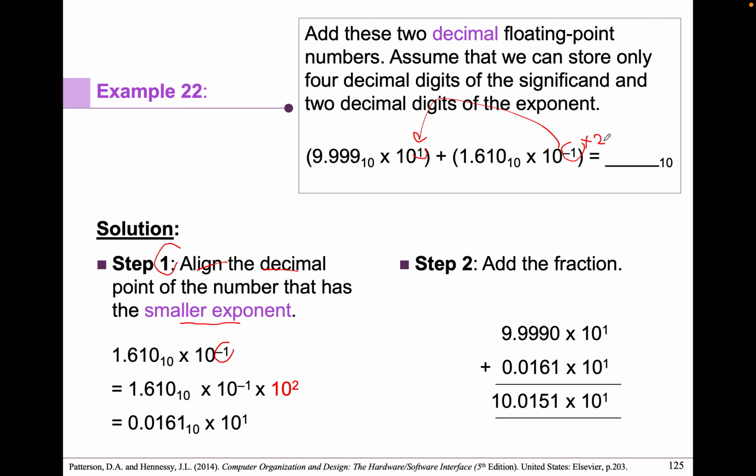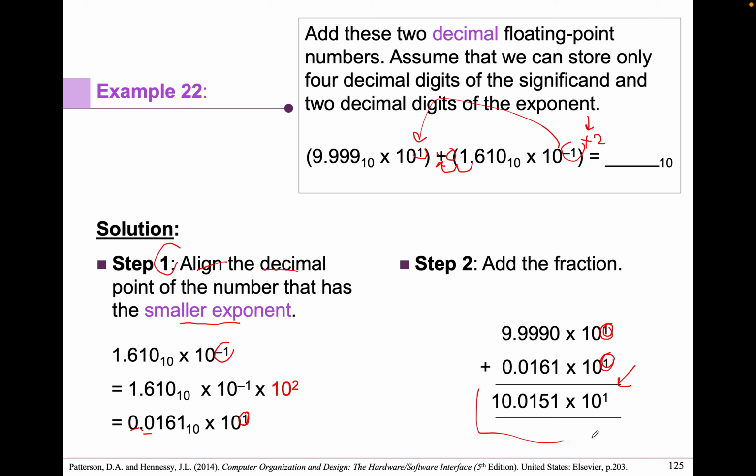To get 2 here, you need to move to the left. So you need to move to the left 1, 2, 2 times. That's why you will get 0.0161 times 10 to the power of 1. After you have the similar exponent, you can get the answer.